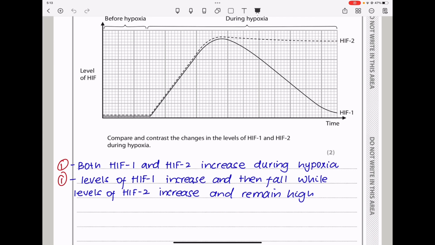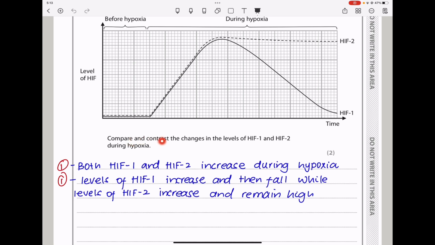maintained a little bit constant. So here they said compare and contrast the changes in the levels of HIF1 and HIF2 during hypoxia. I said both HIF1 and HIF2 increase during hypoxia, and the levels of HIF1 increase and then fall, while the levels of HIF2 increase and remain high.